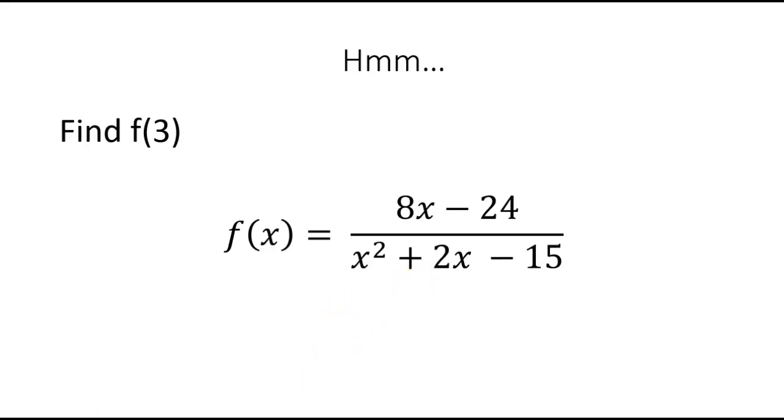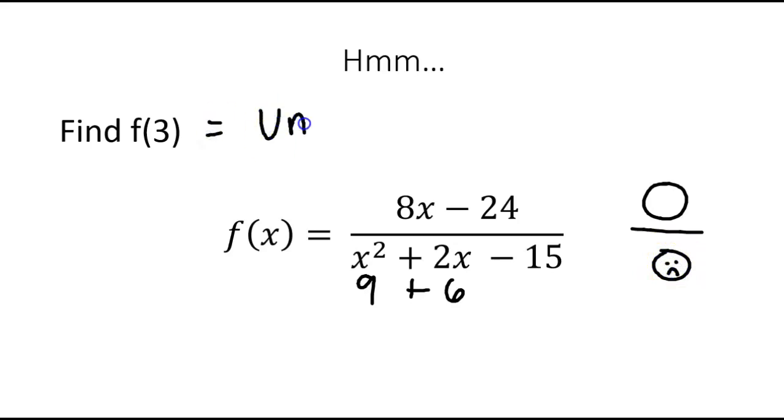Alright, so if you were to plug 3 into the top, you would get 0, because when you plug in 3, you get 8 times 3, which is 24, and 24 take away 24 leaves us with 0. So the numerator is 0. And if I plug 3 into the bottom, I get 3 squared, which is 9, plus 3 times 2, which is 6, so 9 plus 6 minus 15. Well, that's 0 again. Now you're not allowed to have 0 in the bottom, and so what we would say is that this is undefined. It doesn't exist. Okay? So the function does not exist at that point.